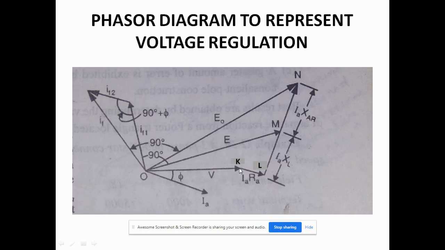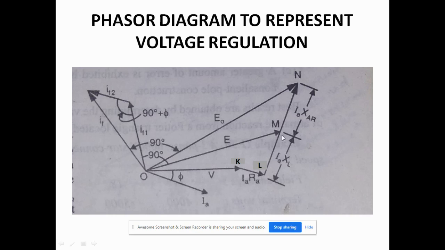Then at the point K, I will extend one resistive drop, that is Ia into Ra. It is the resistive drop due to armature resistance across the armature. So this IaRa drop will be parallel to the current phasor Ia. So as it is a resistive drop, it is parallel with the current or in phase with the corresponding current, that is Ia. Then at point L, another phasor is drawn.